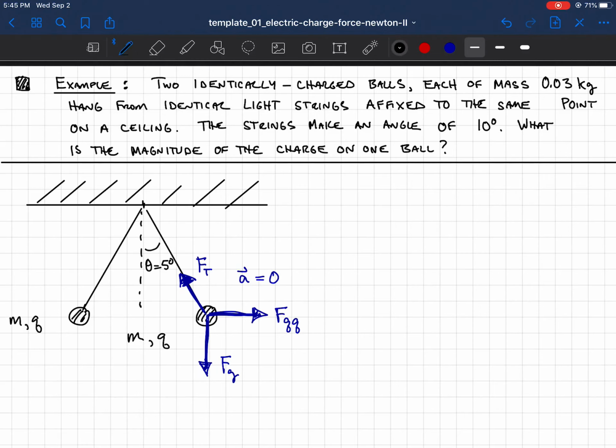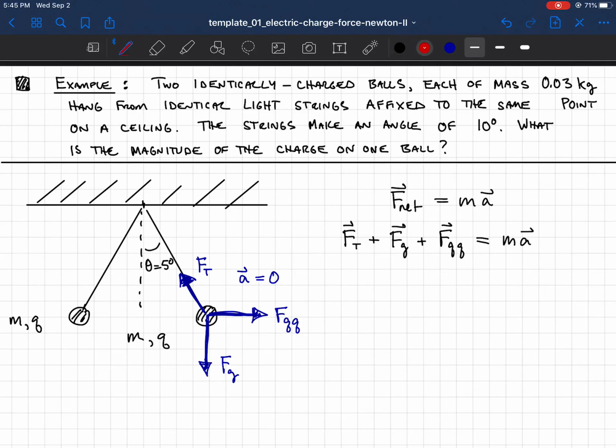So now we can do Newton's second law. So we have a free body diagram that represents everything in Newton's second law. I write out Newton's second law. F net is equal to ma. And then I make it specific to this situation. So it's the tension force as a vector plus the gravity force as a vector plus our new Coulomb force as a vector is equal to ma.